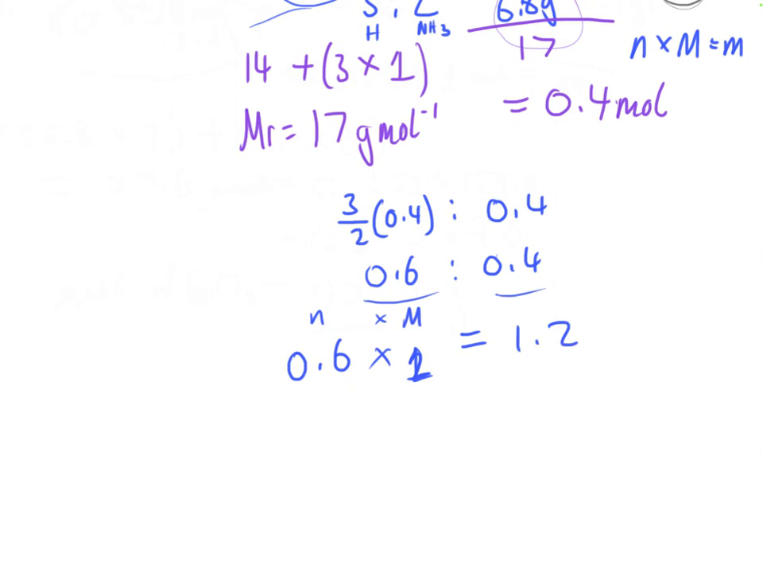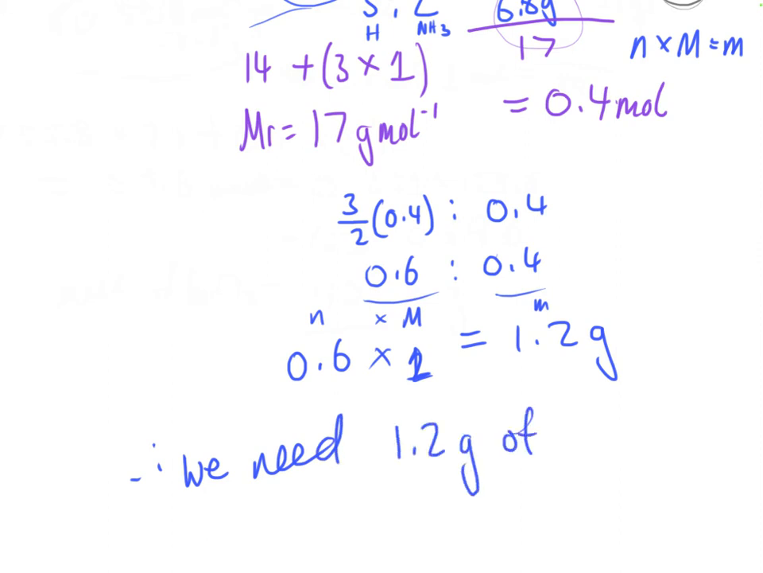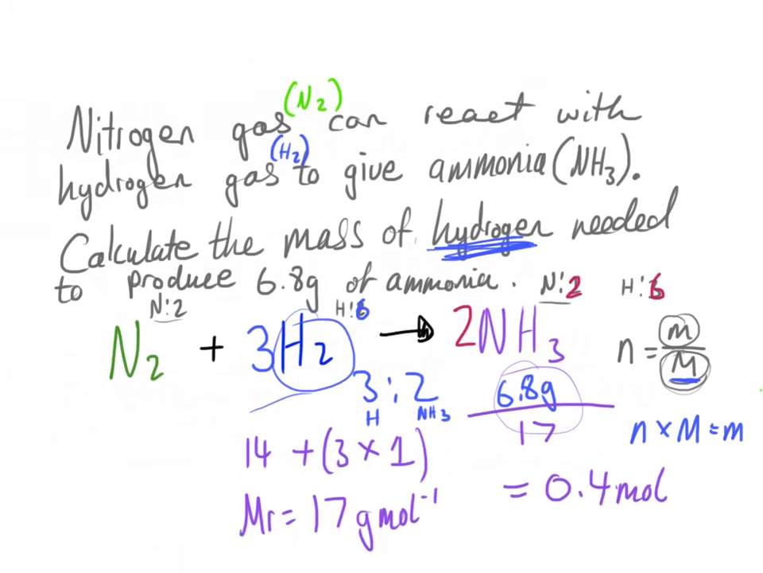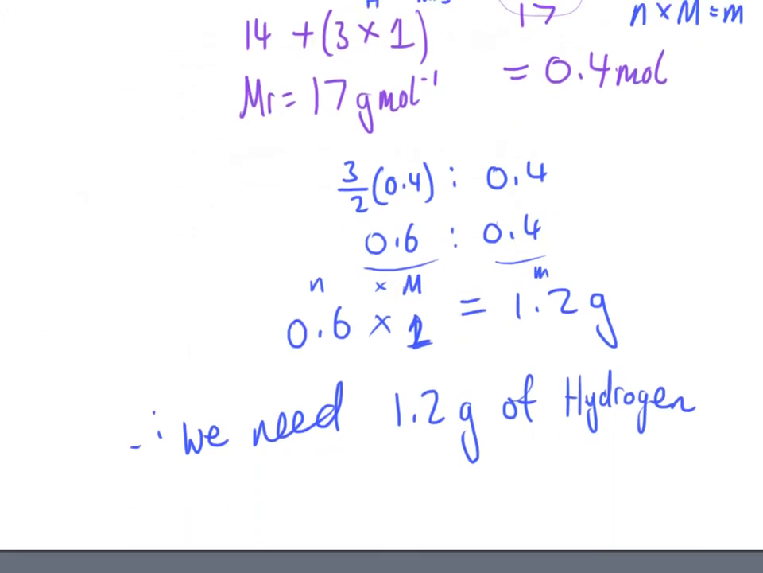Therefore, now we've got our answer for mass. This would be the mass, 1.2 grams. Therefore, we need 1.2 grams of hydrogen gas. 1.2 grams of hydrogen. And this is our answer. So yeah, that's it.